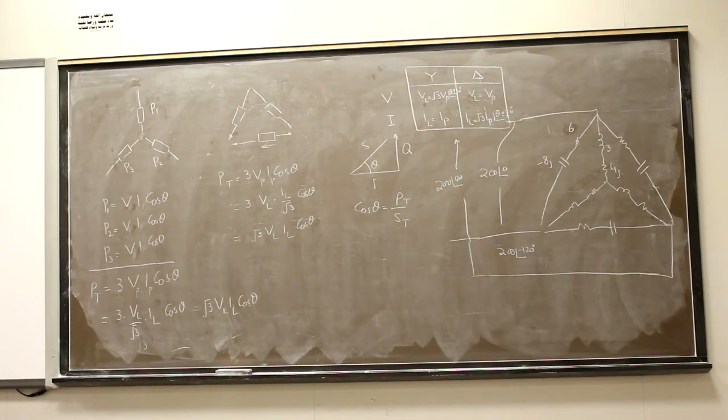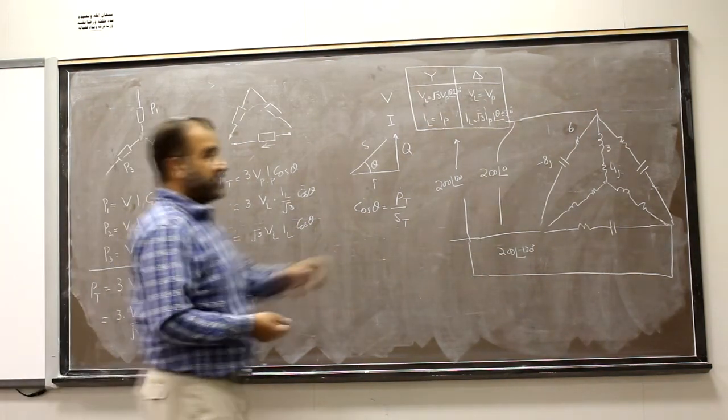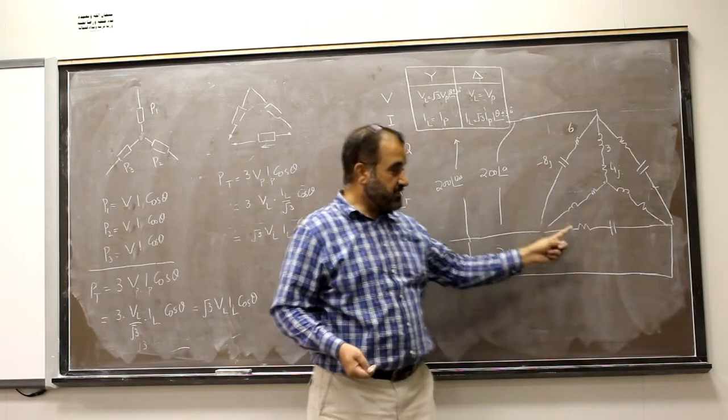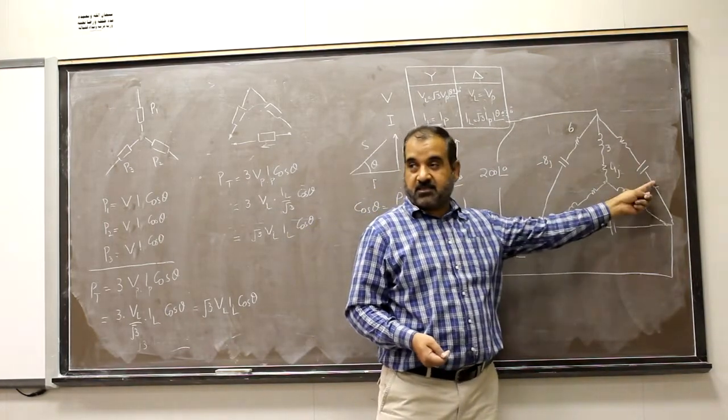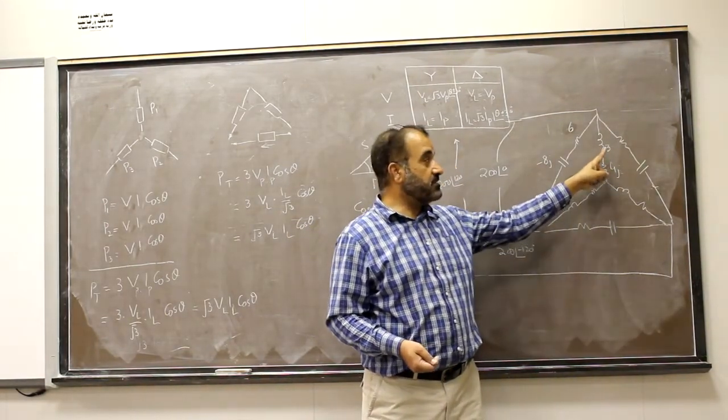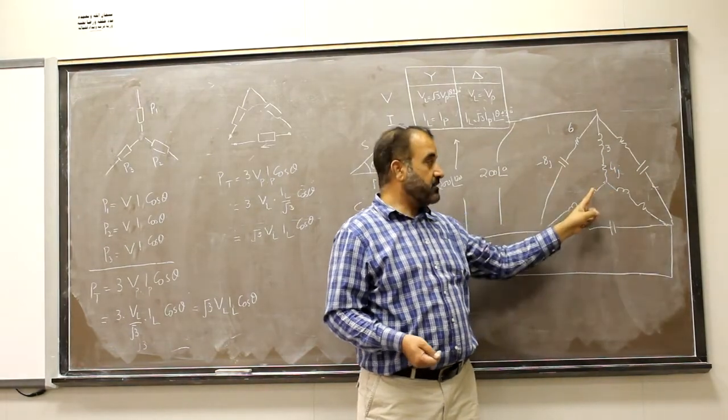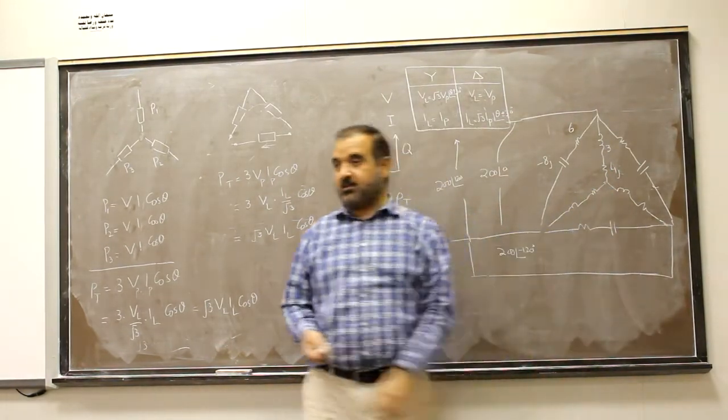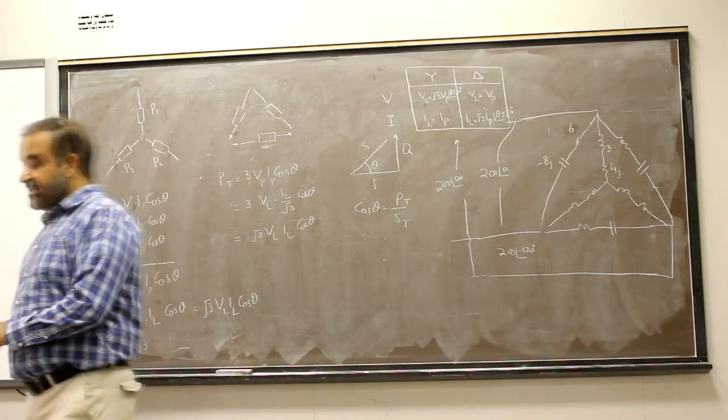Yes, how will you do it? What is the resistance value there? On the right, all are given. Here it is 6 minus 8j, 6 minus 8j, 6 minus 8j. You're saying balanced. Yes. Here it is 3 plus 4j, 3 plus 4j, and 3 plus 4j, balanced. How will you handle this?